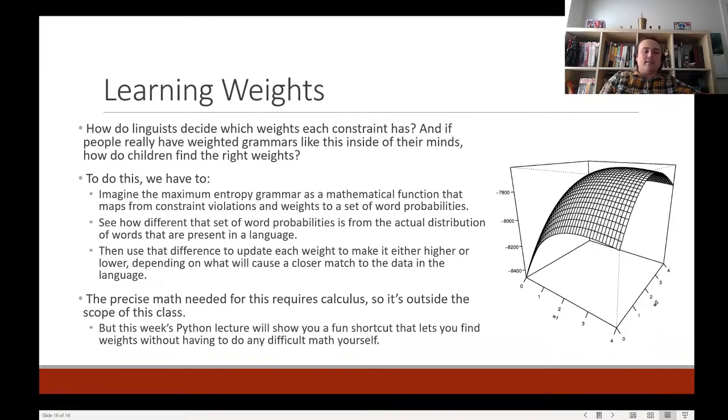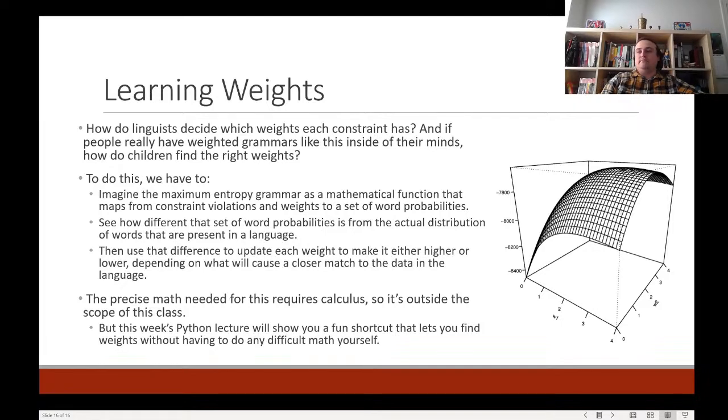But in this week's Python lecture, like I said, we're going to be talking about maximum entropy grammars and how to make them in Python. And so I'll show you a fun little shortcut there that lets you find decent weights without having to do any of that math yourself. It's essentially just built into a thing you can download for Python pretty easily. And actually, we're using Colab, so it's already installed in Colab. Already right there, ready to use. So that's how you get the weights for maximum entropy grammar.